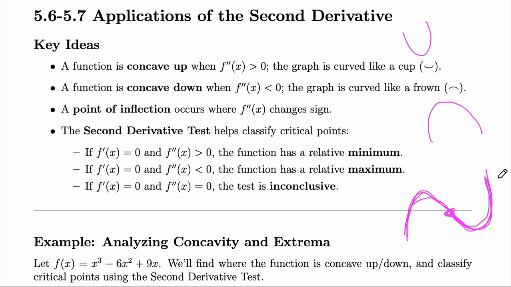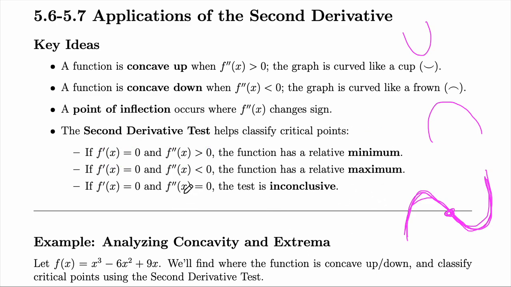Now let's talk about the second derivative test. This helps us classify our critical points that we found using the first derivative by setting it equal to 0. So if the first derivative is equal to 0, meaning we have a critical point, and at that point our second derivative is positive, that tells us that we have a minimum. So again, that would look something like this.